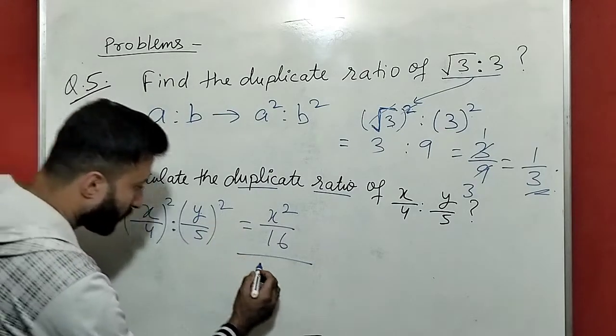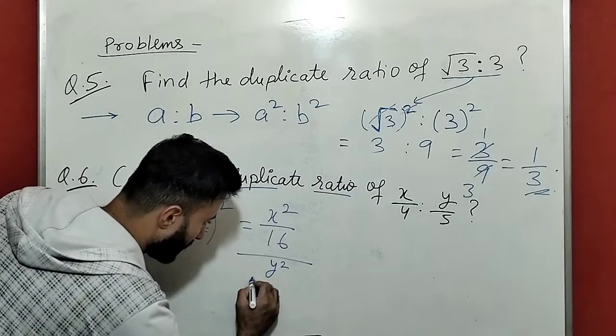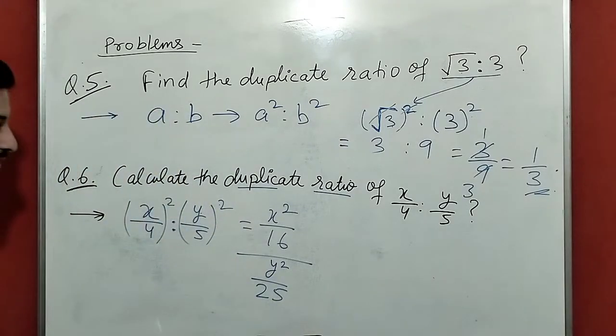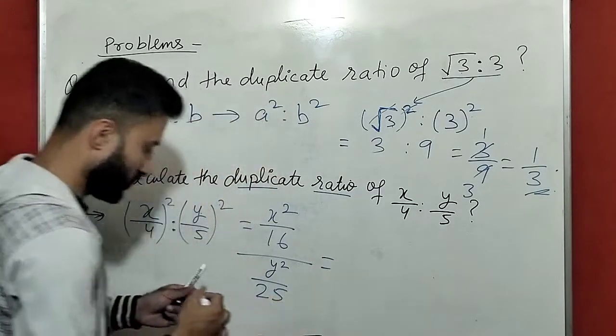So y square divided by 5 square is 25. Now guys, what we have to do?